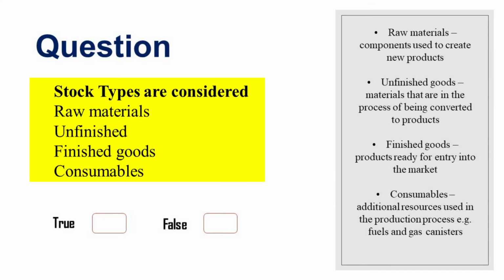Question. Stock types are considered raw materials, unfinished, finished goods, and consumables. True or false?